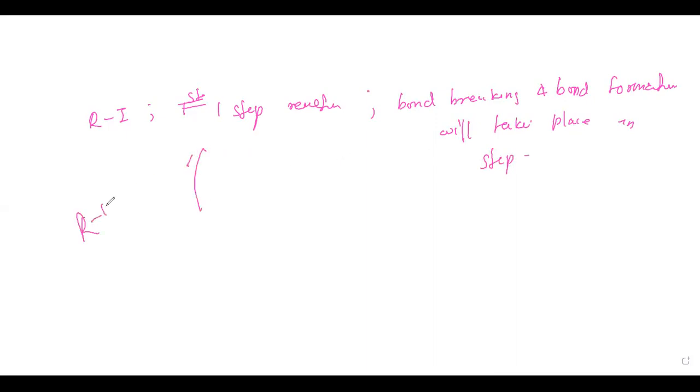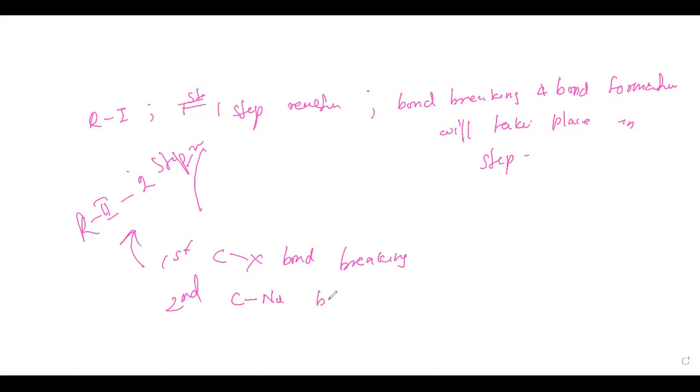So what is reaction 2? It has a 2-step reaction. Why is it a 2-step reaction? First, the bond breaking, the CX bond breaking, will happen. Second step, now the breaking is finished, now the C-nucleophile bond forming will happen. That is the major difference.